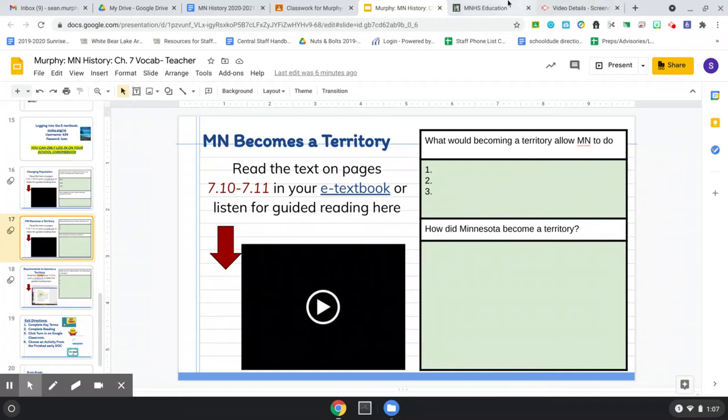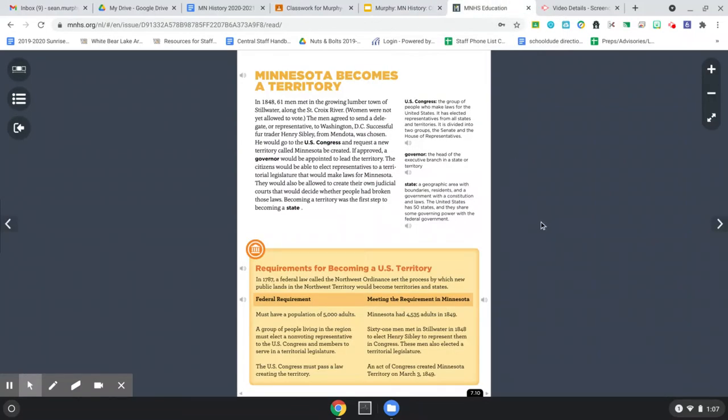So let's jump over to our textbook and read pages 7.10 to 7.11. Minnesota becomes a territory. In 1848, 61 men met in the growing lumber town of Stillwater along the St. Croix River. Women were not allowed to vote. The men agreed to send a delegate or representative to Washington, D.C. Successful fur trader Henry Sibley from Mendota was chosen.